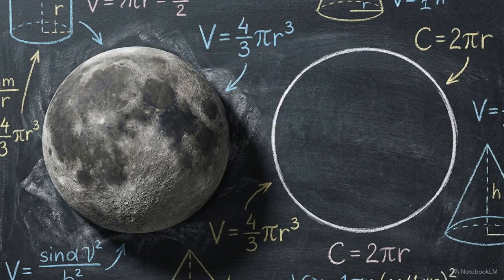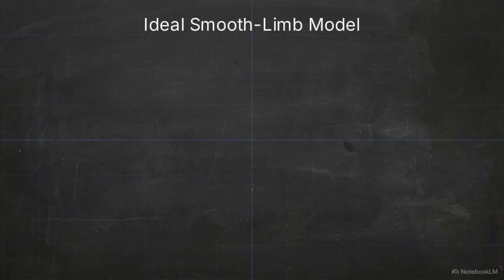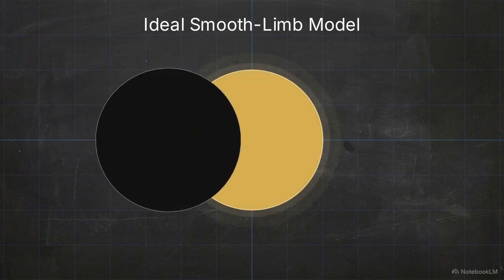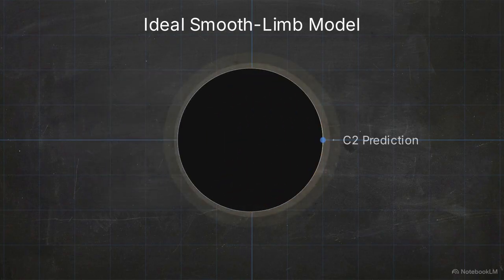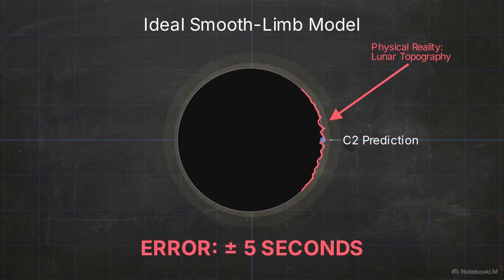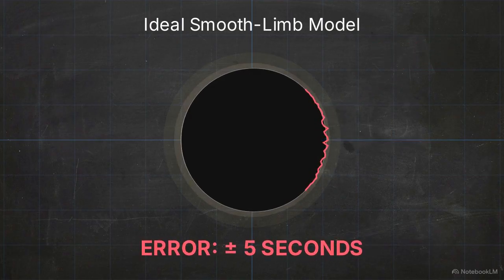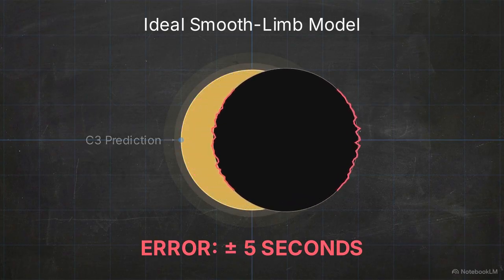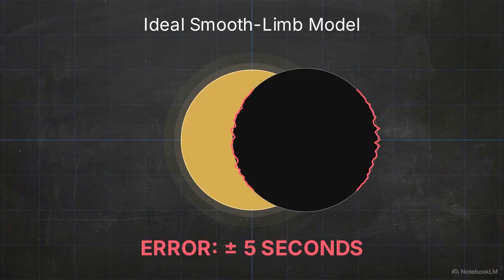Standard macroscopic eclipse predictions rely on a convenient geometric assumption. They model both the sun and the moon as perfectly symmetric, smooth spheres. Applying this smooth limb geometry to the physical universe yields built-in calculation errors. Relying solely on the mathematics of perfect spheres throws off predictions for C2 and C3 by several seconds.